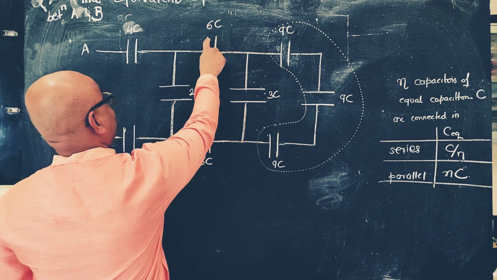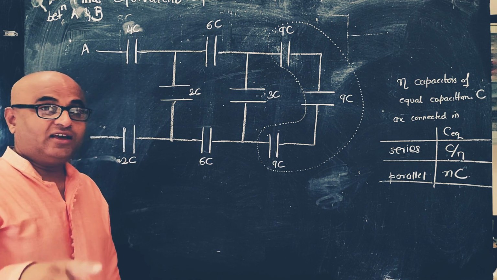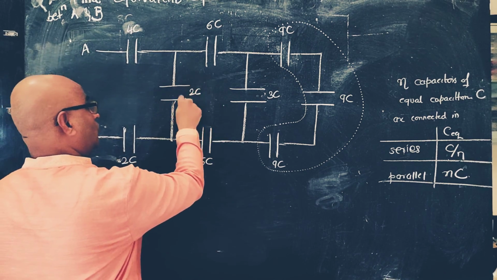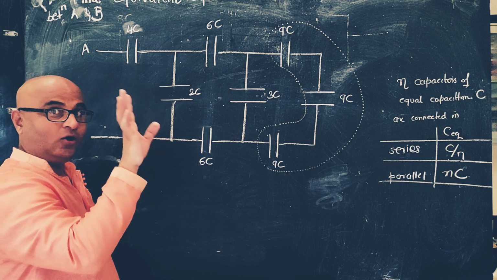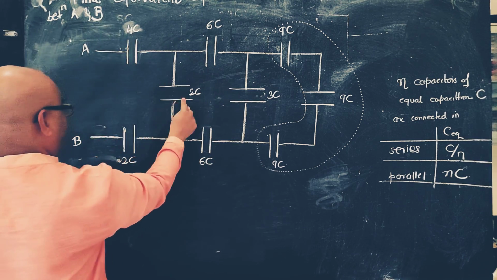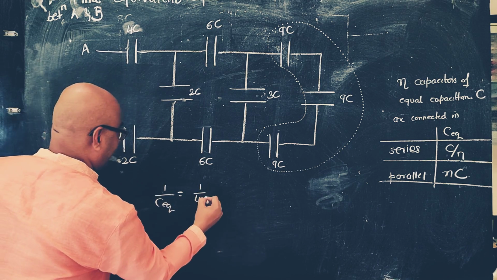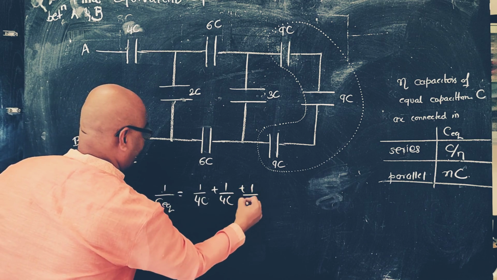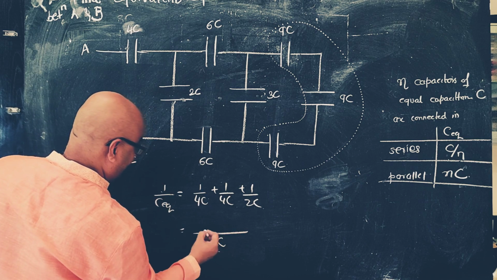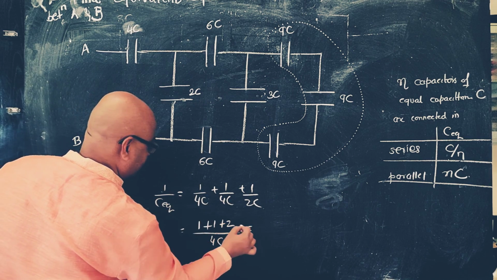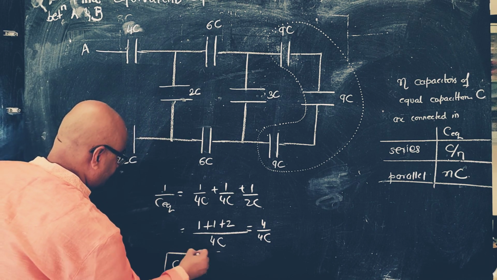6, 6 and 6 are connected in series. Then the equivalent capacitance will be 2. 2 and 2 are connected in parallel, so the answer will be 4. And finally 4, 4 and 2 are connected in series. So your answer will be 1 upon 4C plus 1 upon 4C plus 1 upon 2C. The LCM will be 4C. 1 plus 1 plus 2 gives 4 upon 4C. So C equivalent will be equal to C.